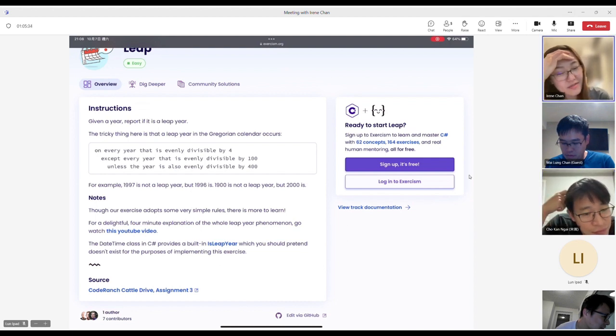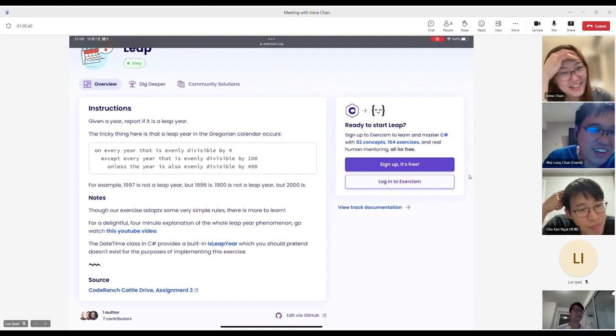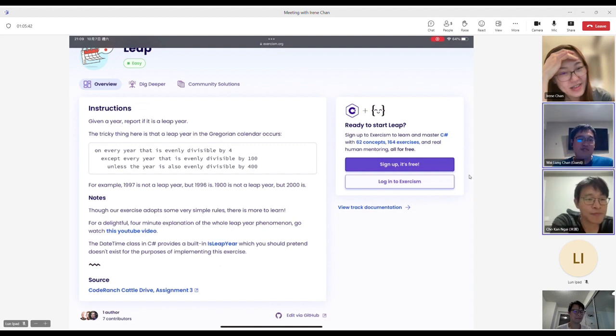So there is a function called is leap year. Okay. Give a year. Every year that is divisible by 4, except every year that is evenly divisible by 100.